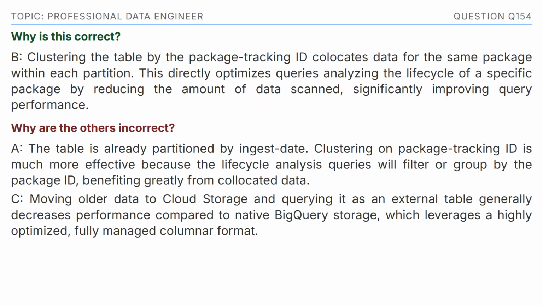Why is this correct? B. Clustering the table by the package tracking ID collocates data for the same package within each partition. This directly optimizes queries analyzing the lifecycle of a specific package by reducing the amount of data scanned, significantly improving query performance. Why are the others incorrect?